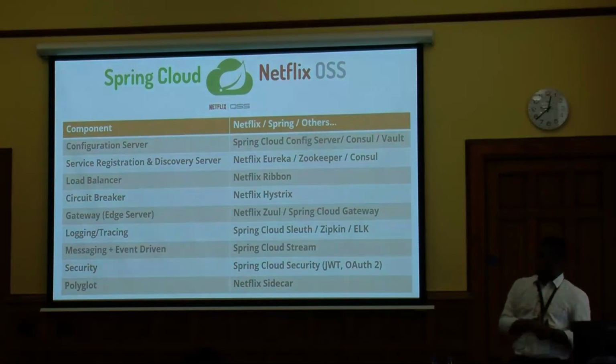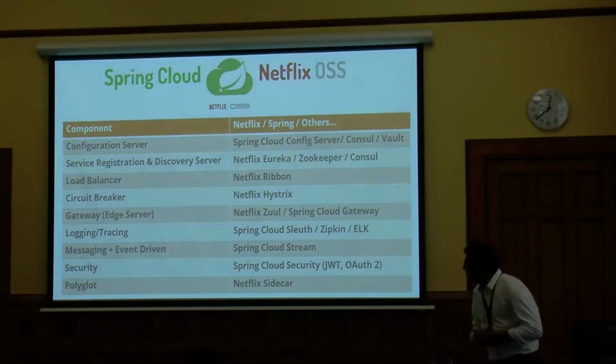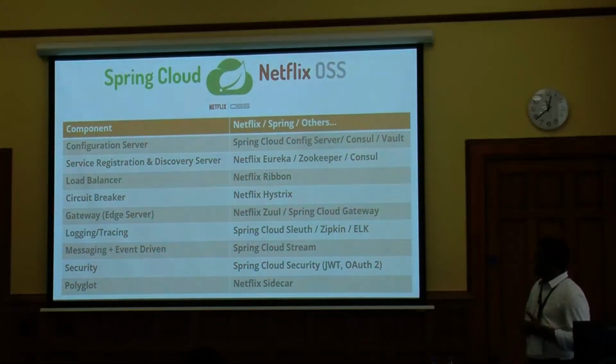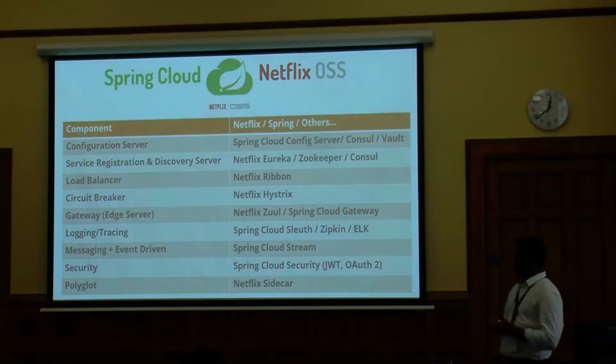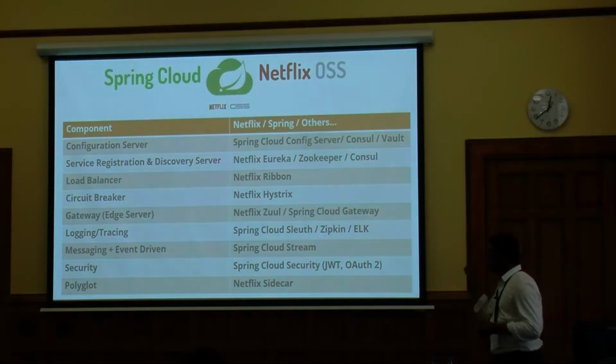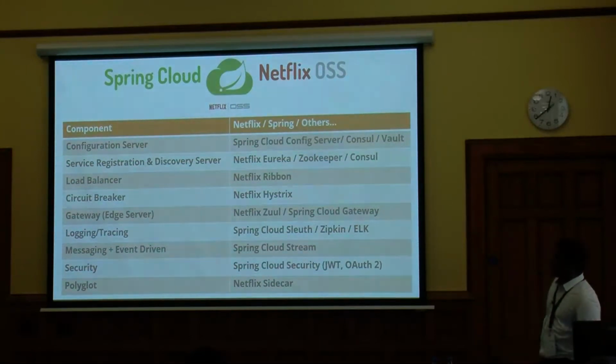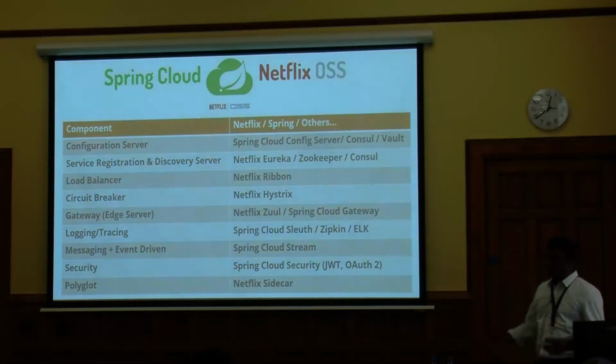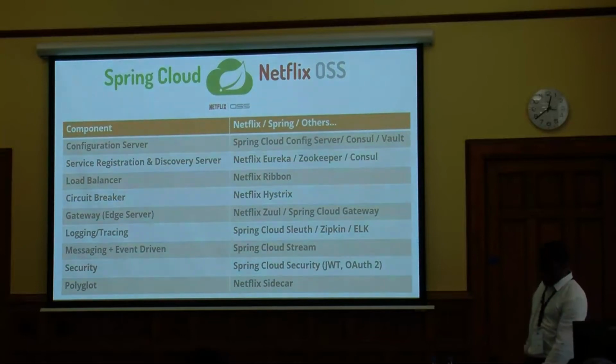For logging and tracing, you use a library called Spring Cloud Sleuth, and then you can use tracing via Zipkin, ELK, and other things. For event-driven microservices, you use a library called Spring Cloud Stream. For security, you have Spring Cloud Security, which supports JSON Web Tokens and OAuth 2. For polyglot support, you have Netflix Sidecar. So this is an overview of the support provided by Spring Cloud and Netflix OSS to develop your own components.